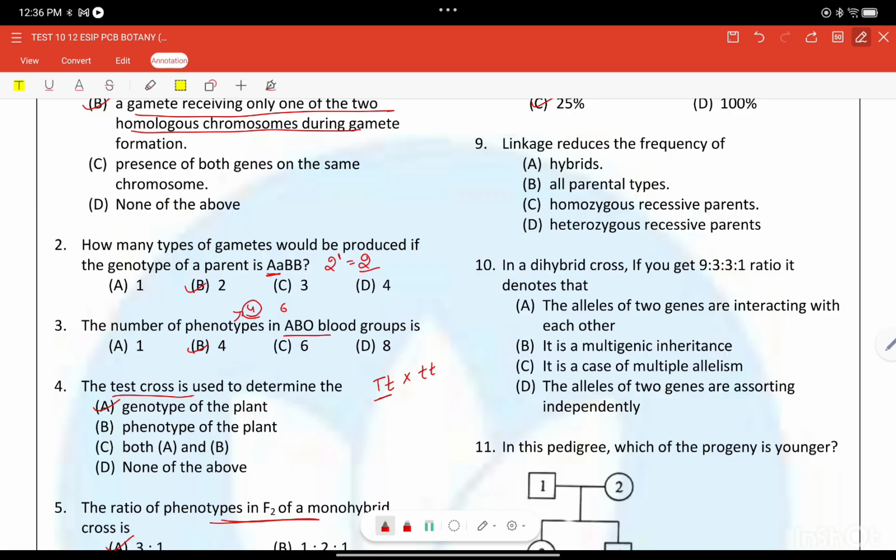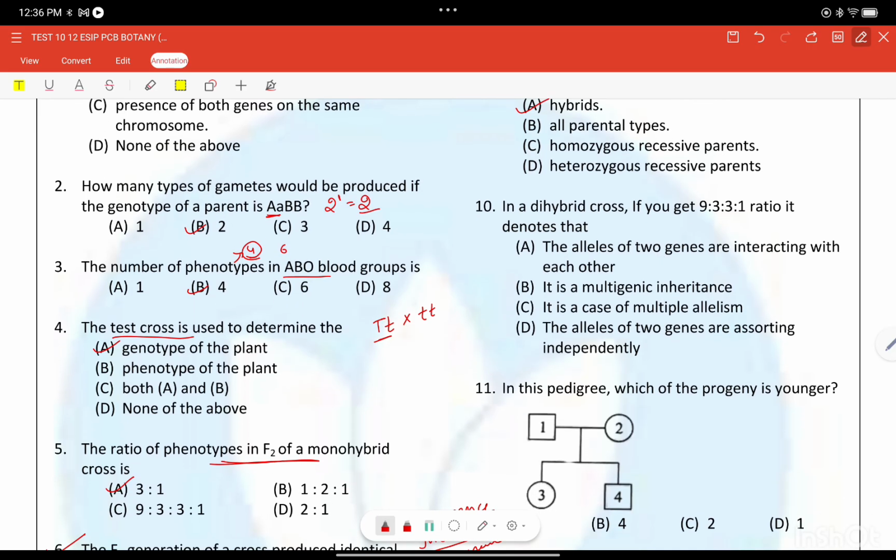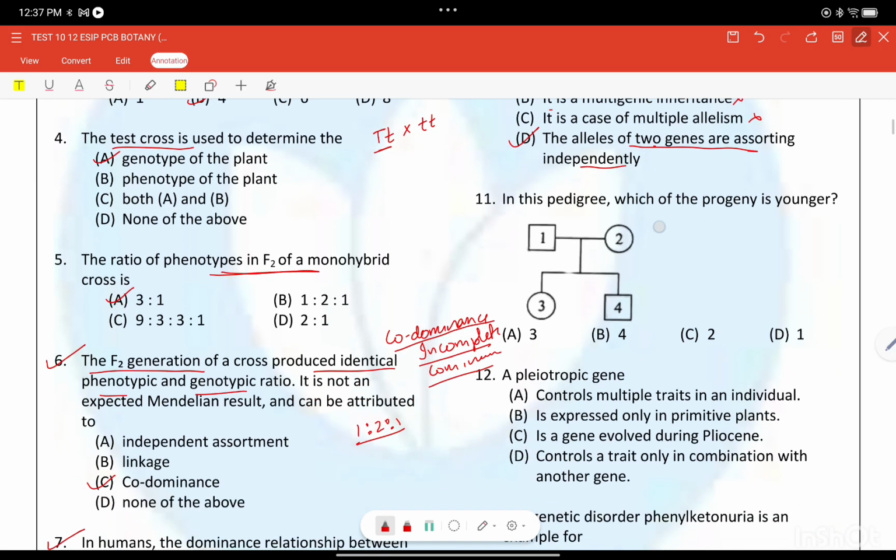Linkage reduces the frequency. If linkage is there, then it reduces the frequency of hybrids. In a dihybrid cross, if you get 9:3:3:1 ratio, it denotes that the alleles of two genes are interacting with each other? No. It is multigenic inheritance? No. In case of multiple alleles? No. The alleles of two genes are assorting independently. It is the result of independent assortment. So answer is D.